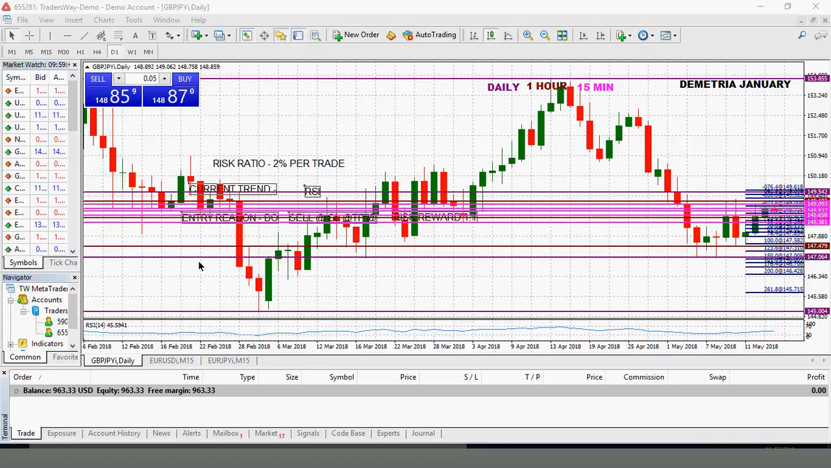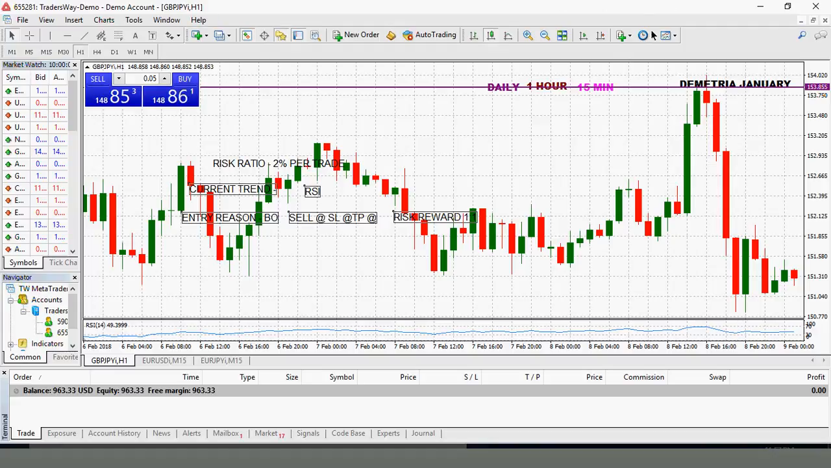So I will say that the majority of this daily chart is an uptrend. It's going up beginning February 28th, all the way through about April 13th or 14th or so. So this will be the major trend as an uptrend.